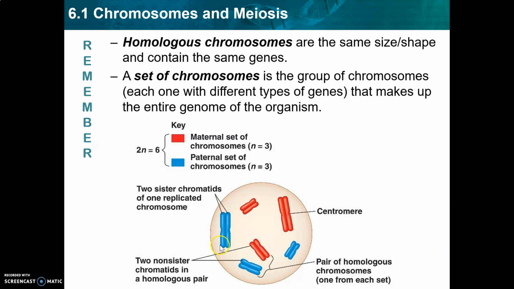Notice this would be a duplicated chromosome, so we have 2 identical sister chromatids attached at their centromere. Now notice these homologous chromosomes, they both have sister chromatids, but this red chromatid is not a sister chromatid with a blue one, and that's because they have different DNA sequences. Remember, sister chromatids are going to be genetically identical to each other.